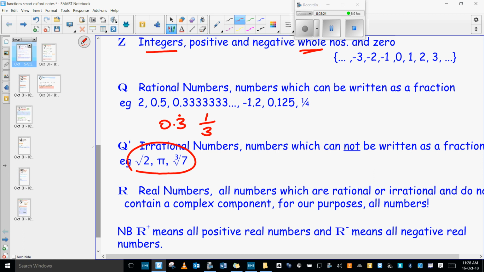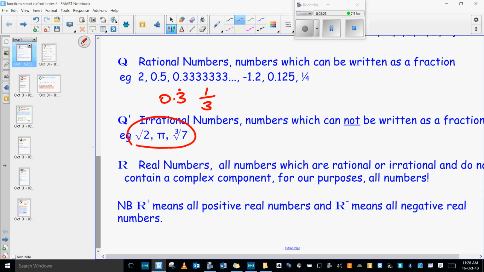R is a real number, pretty much the whole gamut. Okay, so when we talk about real numbers, we talk about everything we're interested in. R plus would be positive real numbers, for example. Okay, so if they've got some kind of sign next to it, it's just limiting it to positives and negatives. All right? Yeah, good. So that should have been familiar, yes?